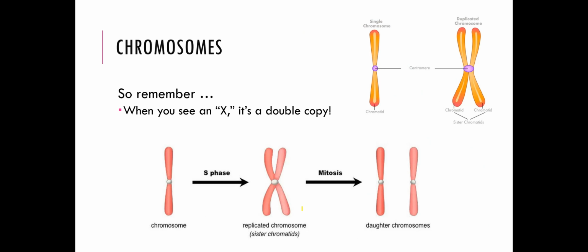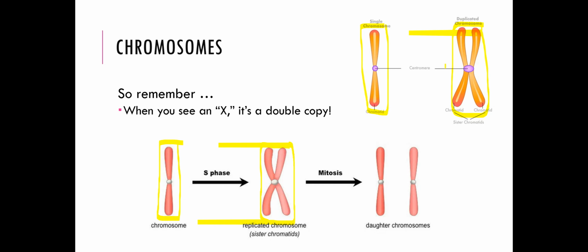So this next slide, this is a chromosome. This is also a chromosome. The difference is that when you see the X, that means it's a double copy. So same thing up here, chromosome, chromosome, but this one is duplicated, it's a double copy. Anytime you see that X, just know you have two copies. We don't have two chromosomes, we just have what we call a duplicated chromosome, and that chromosome consists of those two identical sister chromatids held at the centromere. So we have lots of C words there.